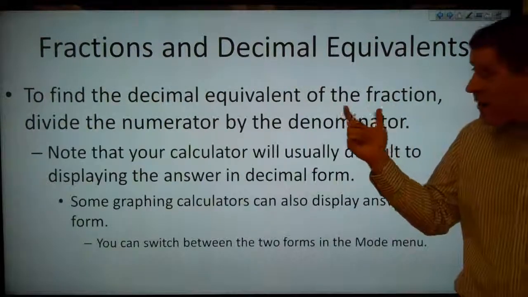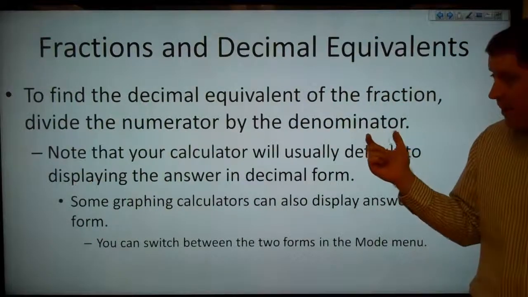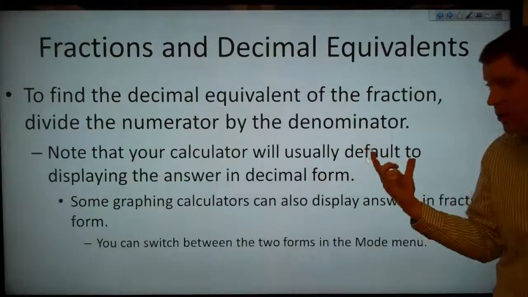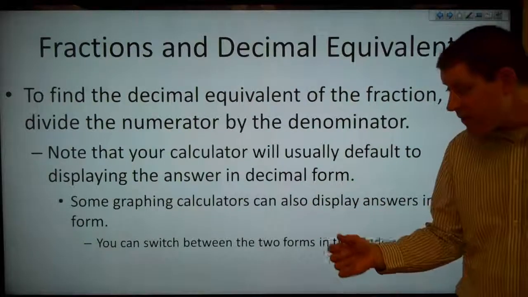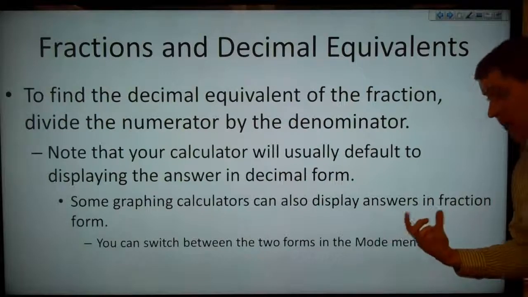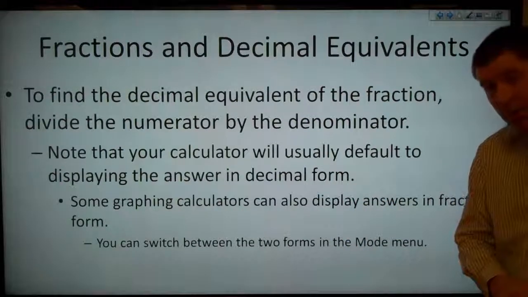Now, to find the decimal equivalent of the fraction, divide the numerator by the denominator. Note that your calculator will usually default to displaying the answer in decimal form, but some graphing calculators can also display answers in fraction form, in which case you can switch between the two forms in the mode menu.